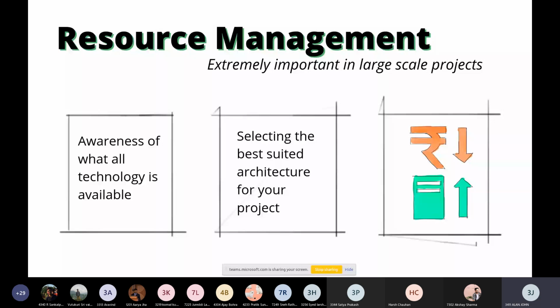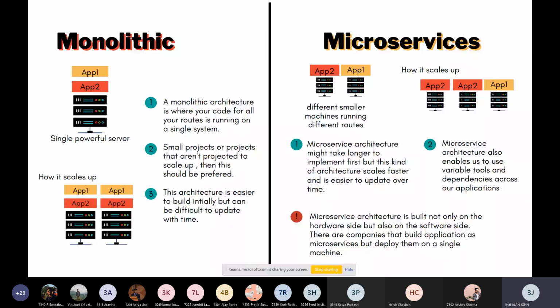Next up is architectures. So this is a more complex thing to talk about. There are two basic types of architecture. Like on your local machine, when you run an application, it's a single machine on which you're running all your applications. That is what you call a monolithic application, where all your programs are running on a single server. If you're talking about a web app, it's running on a single server.